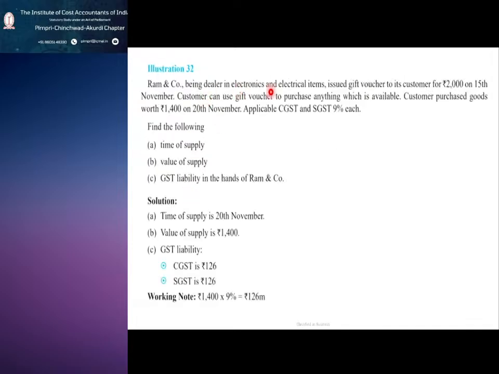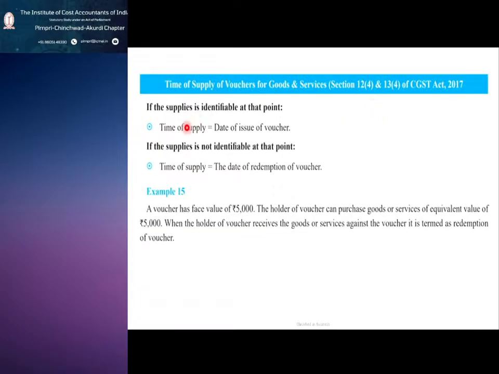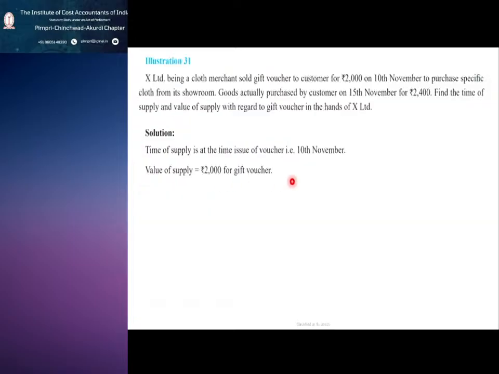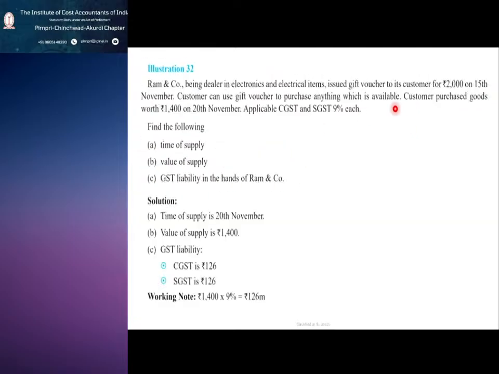Ram & Co., a dealer in electronics and electrical items, issued a gift voucher of 2,000 on 15th November. The customer can use the gift voucher to purchase anything which is available. So it is not specifically identifiable. If the supply is not identifiable, then the date of redemption of the voucher applies. So when he is going to purchase on 20th November.